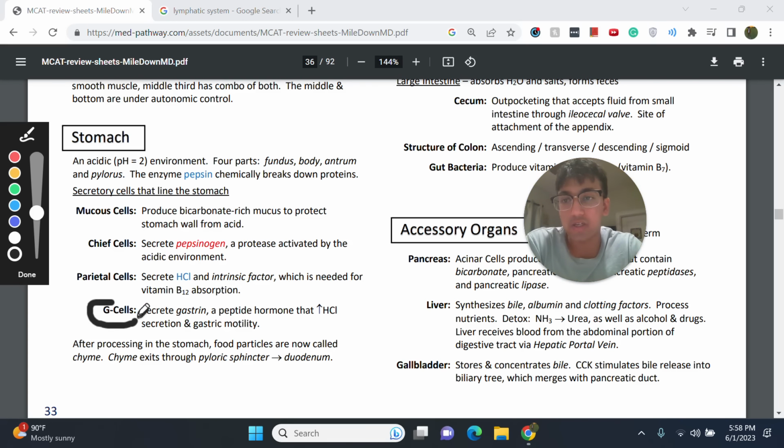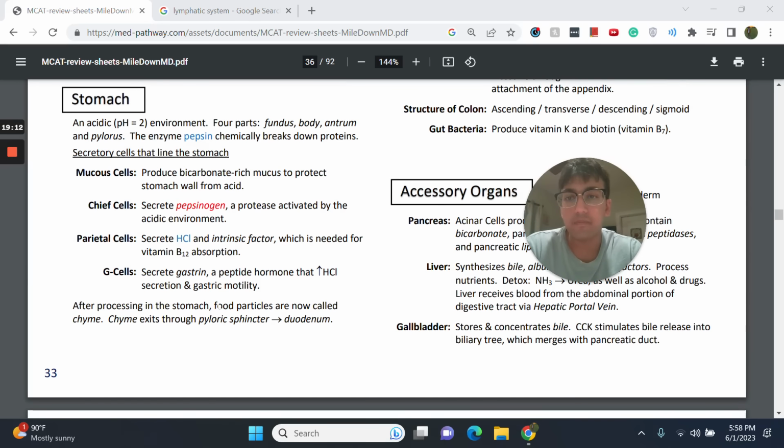And finally, we get G cells. G cells secrete gastrin, and that's a peptide hormone that increases the HCl secretion and increases gastric motility. So it'll help you move the food down. And G cells basically tell parietal cells to secrete more HCl.